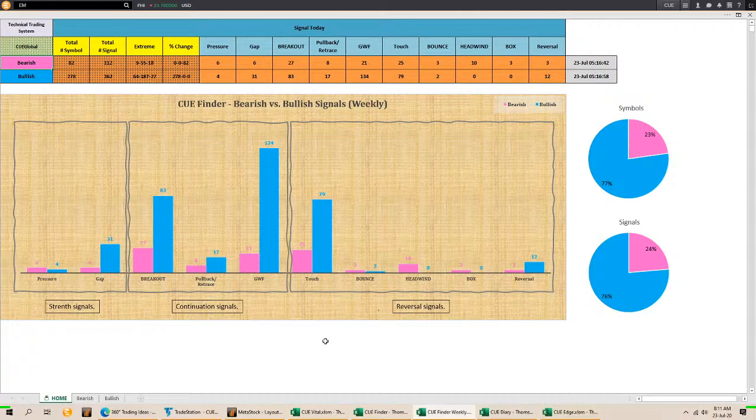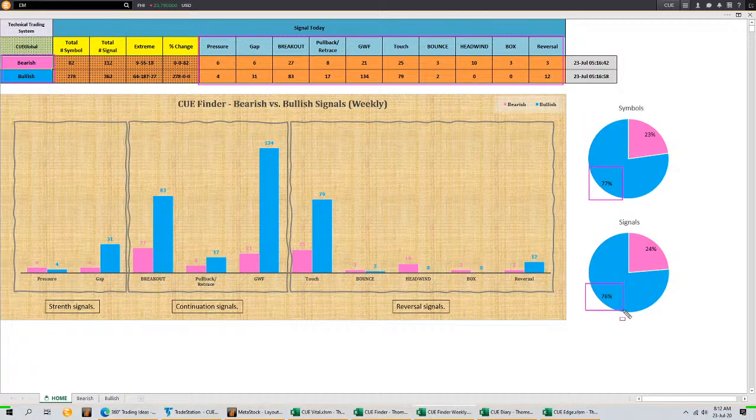The week is not complete yet, but I can still run scans on the weekly bar, unlike in TradeStation. In TradeStation, that is not possible. In Metastock, that is possible. Here, we have all the Q signals under bearish and bullish categories, but I don't like to look at the numbers, just look at the charts.